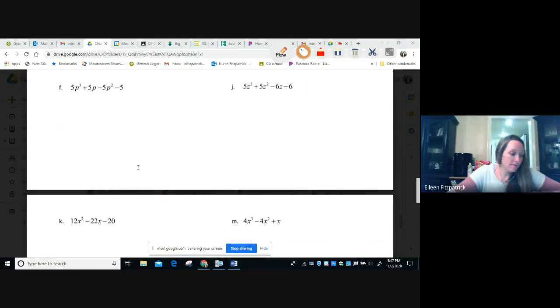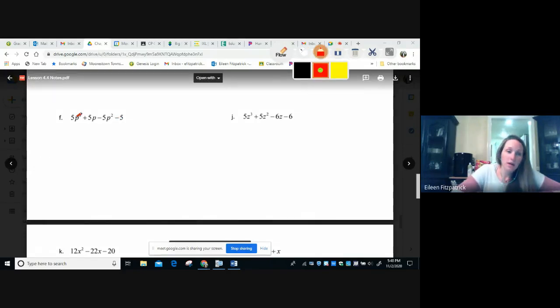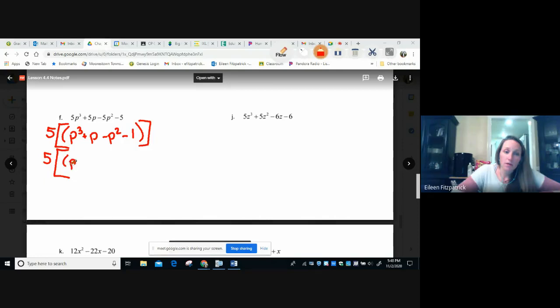Let's keep going. For F, I have 5p to the third plus 5p minus 5p squared minus 5. There's a GCF of 5, so I'm going to pull that out first. What I'm left with is p to the third plus p minus p squared minus 1. It's a grouping problem again because there are 4 terms. So I'm going to group the first two together, p to the third plus p, and then group the second two together, negative p squared minus 1.